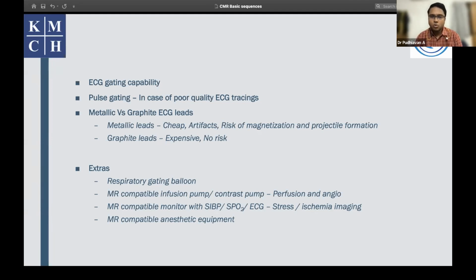An MR compatible monitor with BP, SpO2, and ECG is also necessary when you're doing adenosine stress imaging as well as dobutamine stress imaging, to monitor the vitals of the patient. And the last is MR compatible anesthetic equipment. Again, it is not a compulsion, and it's not economically possible for every system to have MR compatible anesthetic equipment, but it really helps when you have a really uncooperative patient or a sick patient who's under general anesthesia. In these kinds of situations, doing a cardiac MR becomes much easier if you have MR compatible anesthetic equipment.